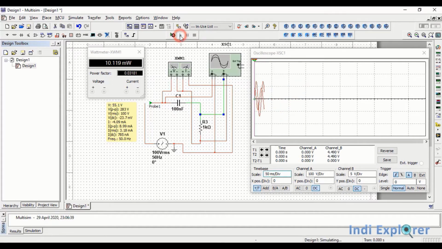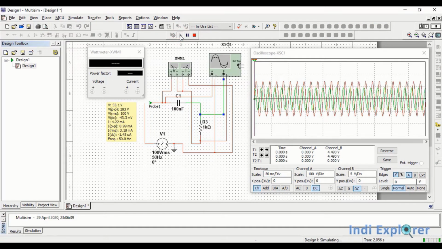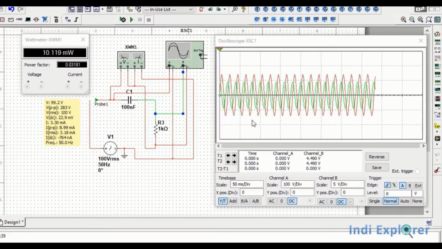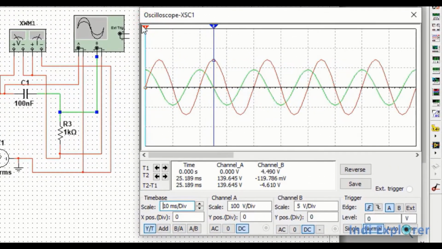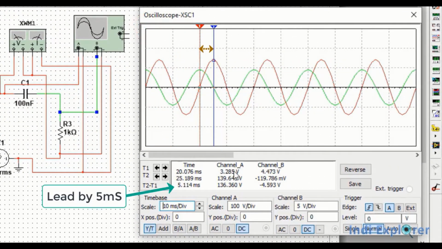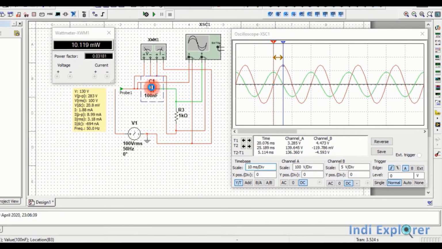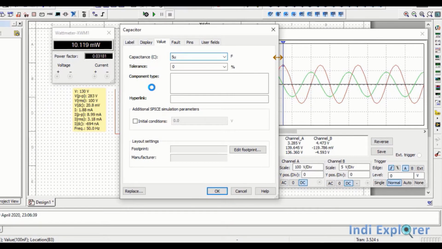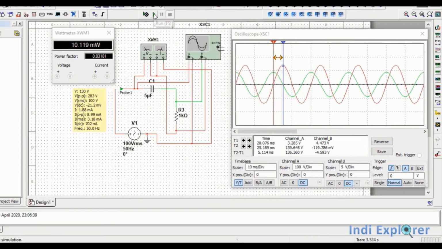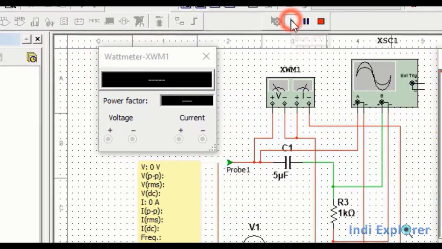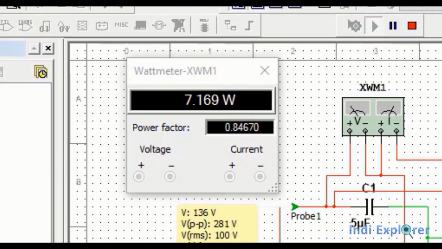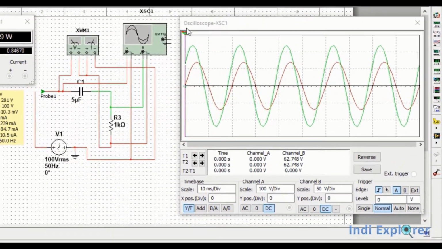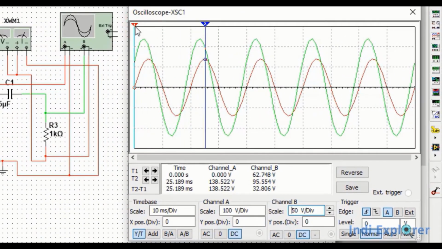In the display, red is the voltage and green is the current signal. If we freeze and look closely, we can see the current is leading, as expected for a capacitive load. Now let's reduce the circuit reactance by increasing the value of C1. See, now the power factor has improved and the real power consumption has increased. Let's check the phases in the oscilloscope. See, the voltage and current now have a smaller phase difference.